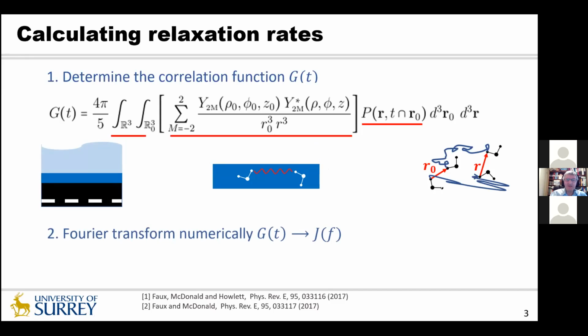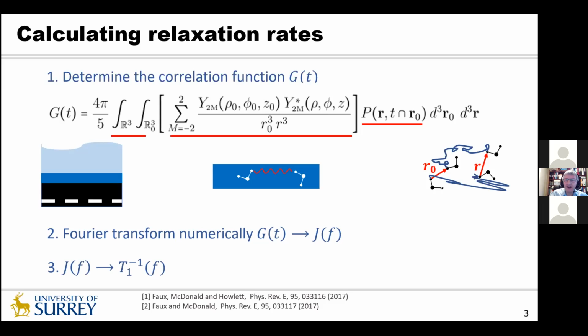The next step is a simple numerical Fourier transform of that function to generate a spectral density function, which is trivially converted to a relaxation rate, T1 to the -1 in this case, but it could be T2 to the -1, it doesn't matter.